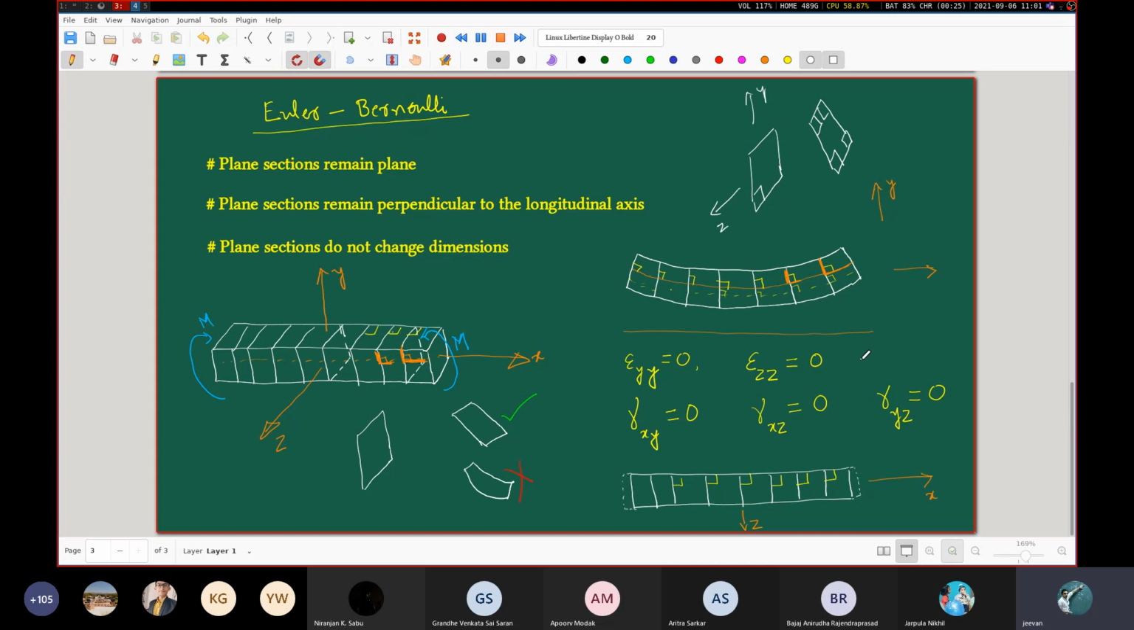We have not talked about epsilon xx. For that we'll discuss tomorrow, and that is not going to be equal to 0.